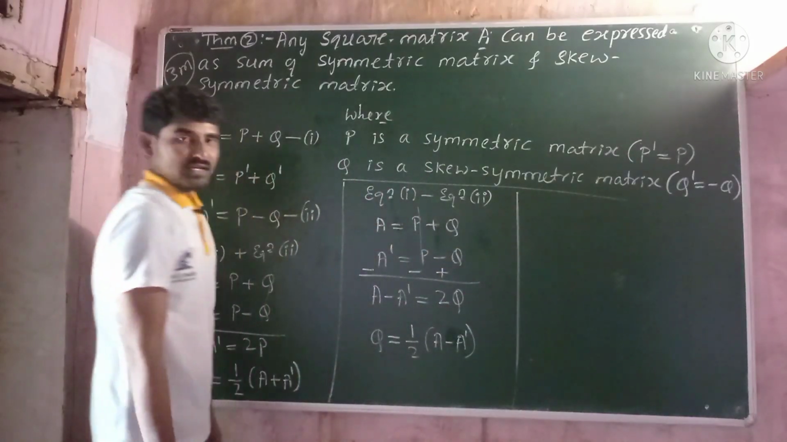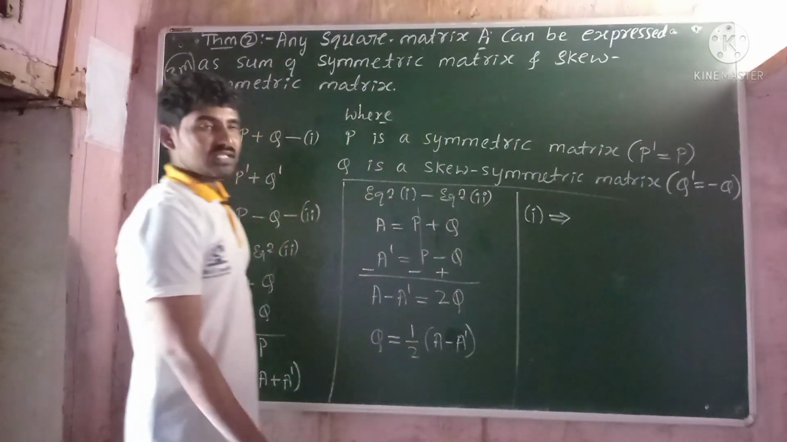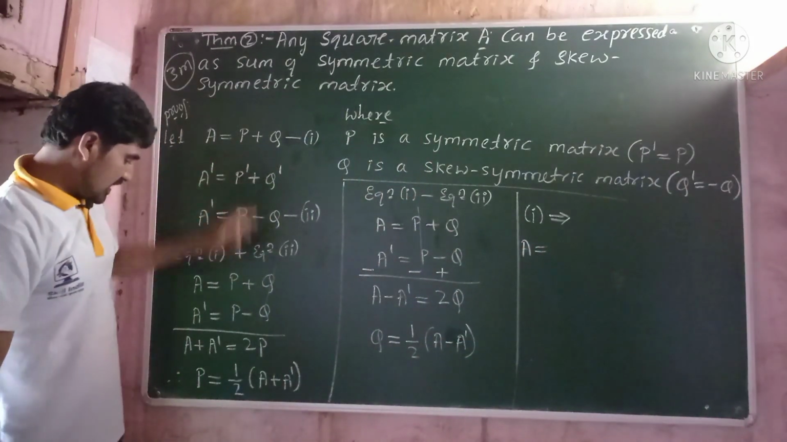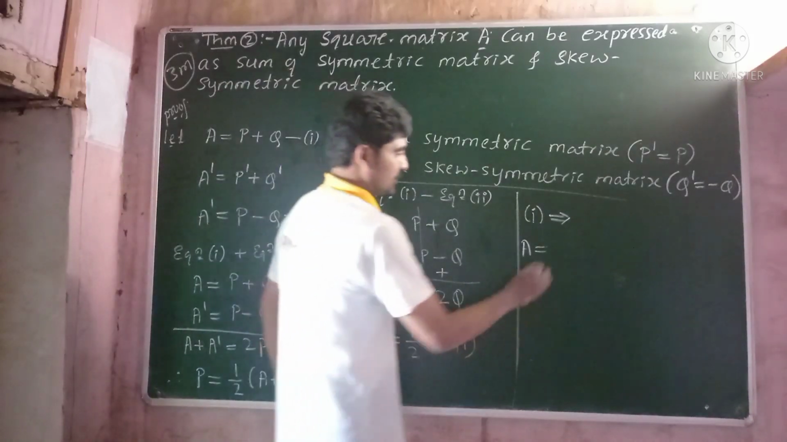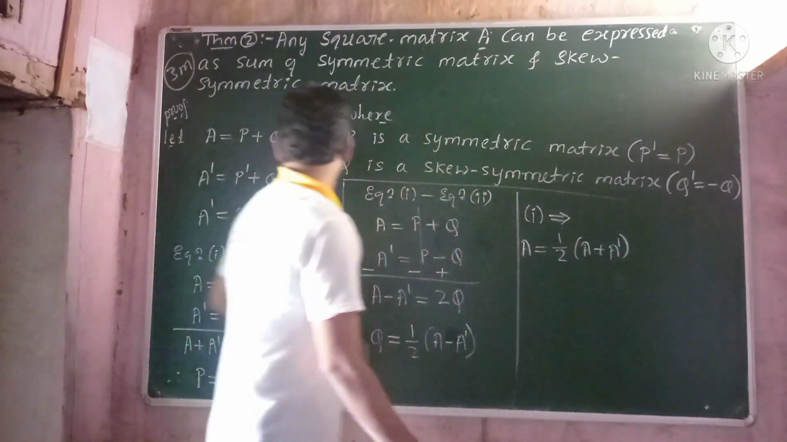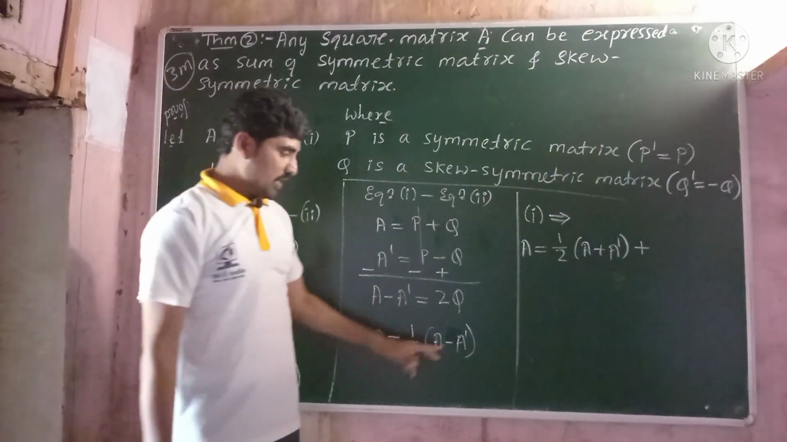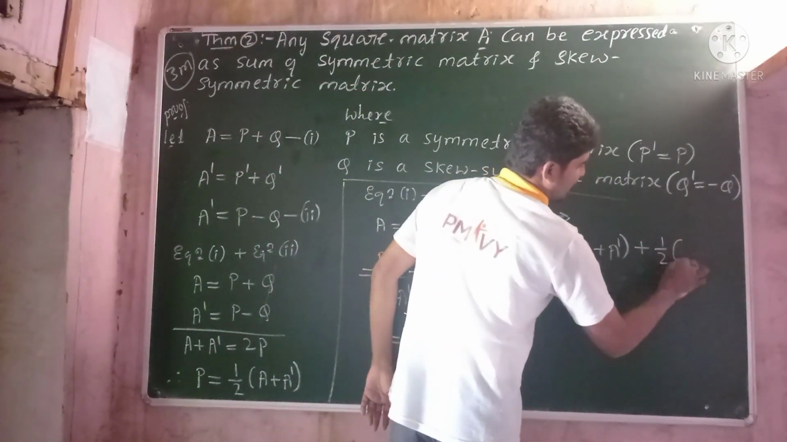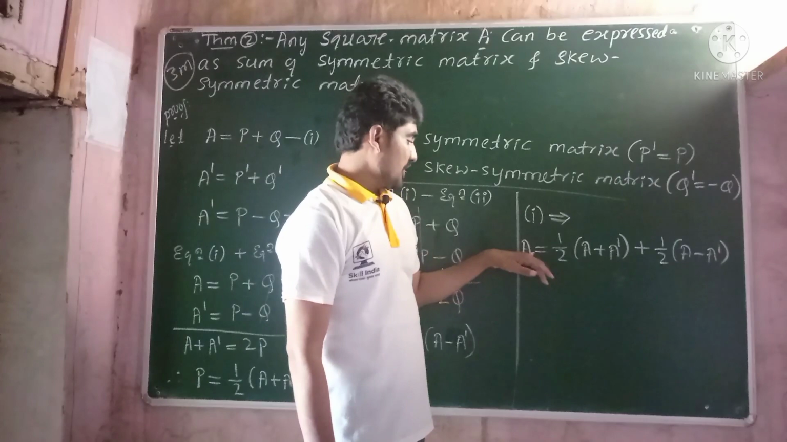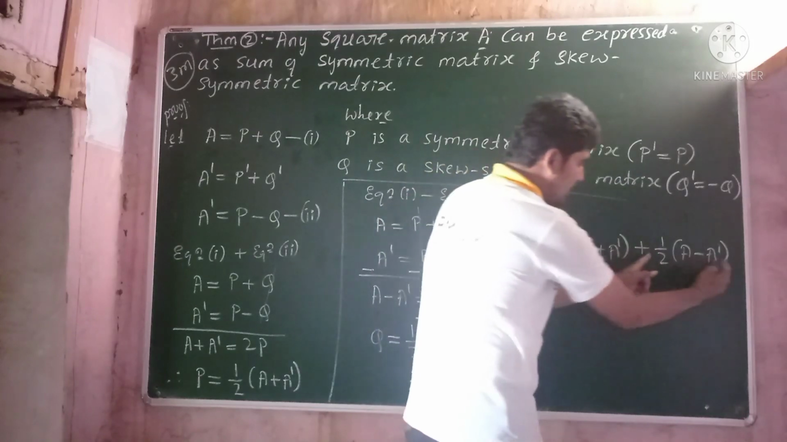Therefore, equation 1 implies A is equals to P matrix, which is 1 by 2 into A plus A dash, plus matrix Q, which is 1 by 2 into A minus A dash. So this is the formula to express a square matrix A as the sum of symmetric matrix and skew symmetric matrix.